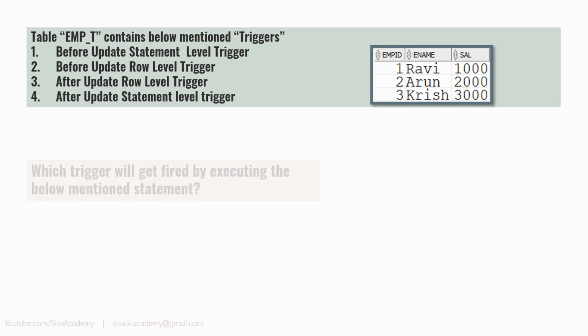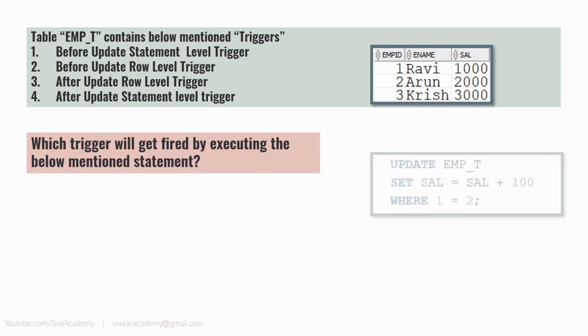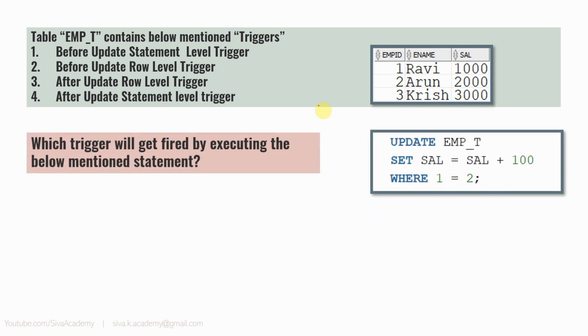Now the question is, suppose I am executing an update statement like this, which trigger will get fired? Look into the where condition of this update statement. We are putting a where condition like where 1 equal to 2. That means this update statement is not going to update or change any data. The statement will get executed and return an output saying 0 rows updated, but it is not going to change any row. In this case, which trigger will get fired?